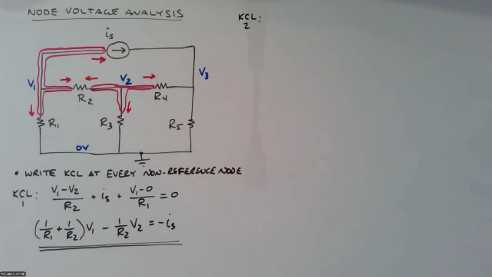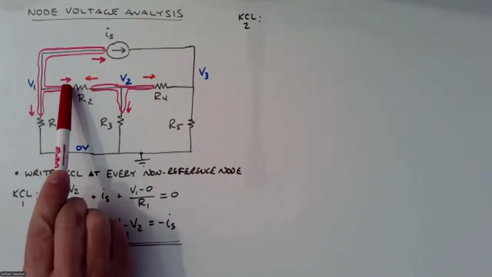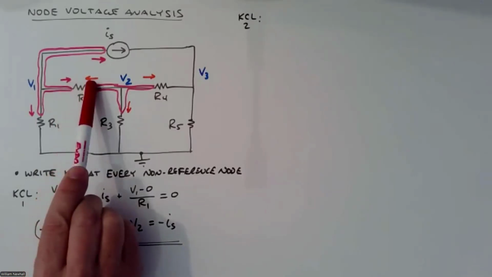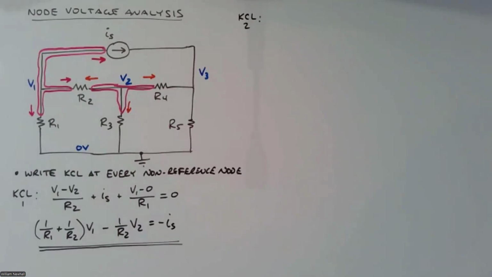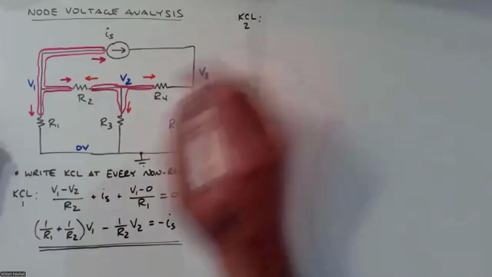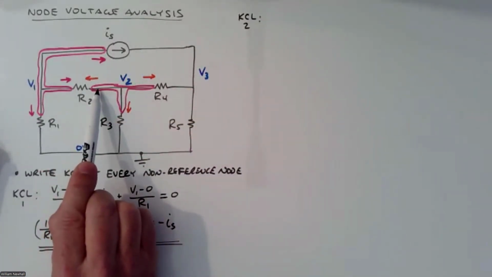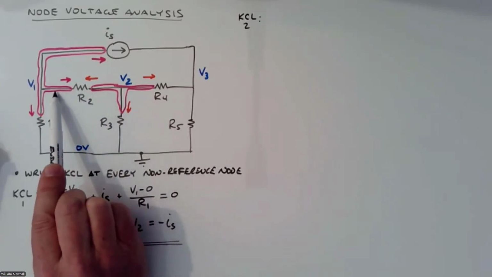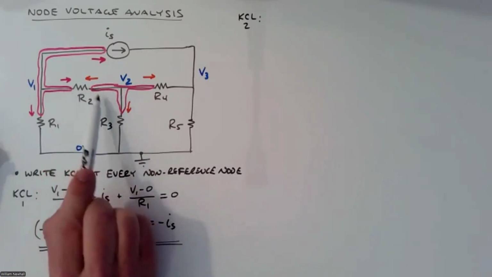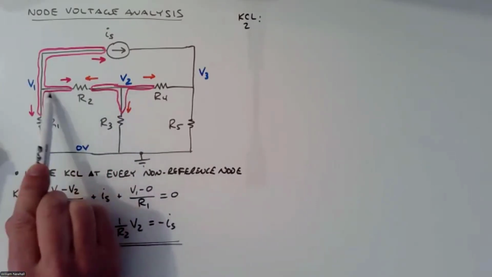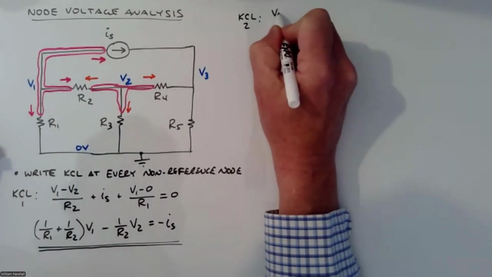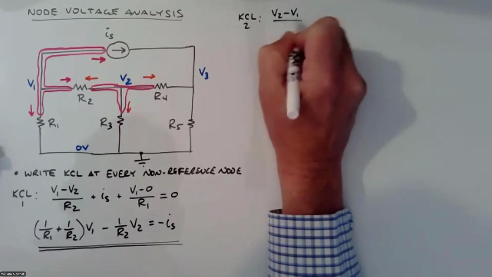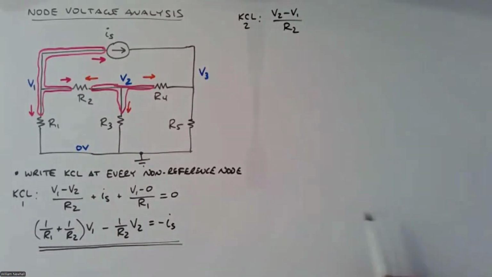Now you say, wait a minute, I assumed the current was going the other way right here. Well, this current is -1 times this current. It'll work out. I'll show you how that works out. Okay, so let's just write this. So for KCL2, the current going from V2 to V1, or node 2 to node 1, is this node voltage minus this node voltage over R2. So that's going to be V2 minus V1 over R2. All right.